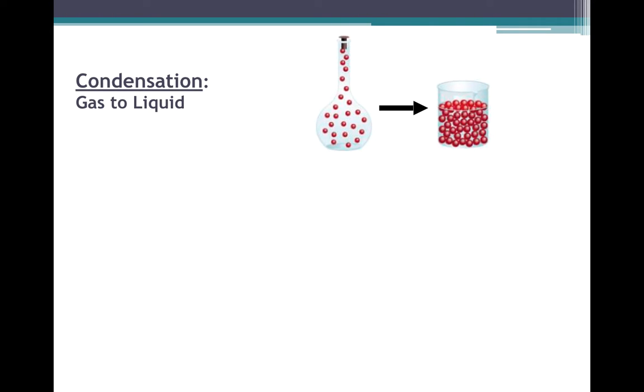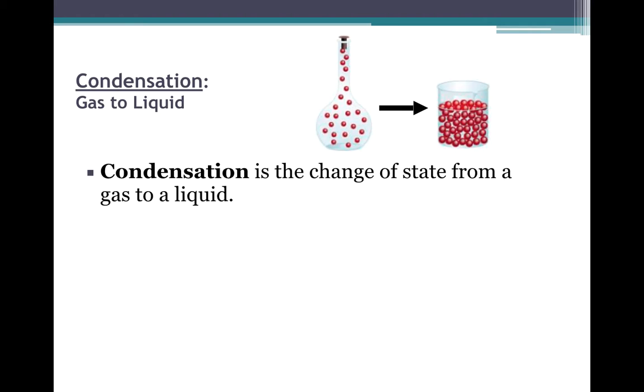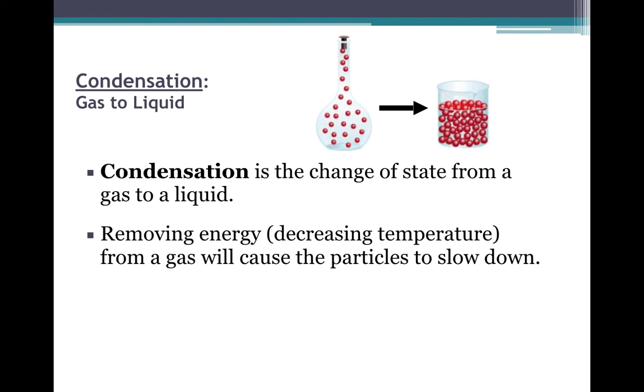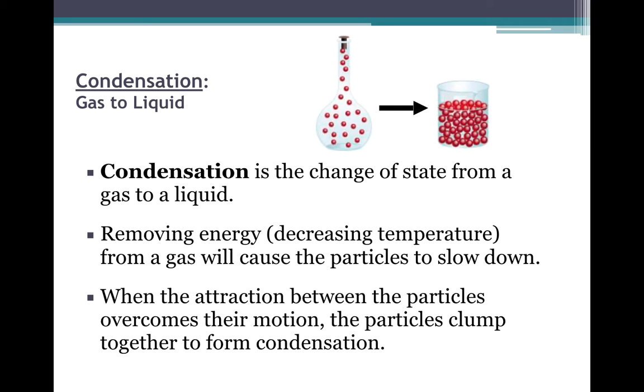The last common type of phase change is condensation. This is when a gas moves into the liquid state. This happens when energy is removed from a gas. The particles start to slow down, and the attraction between them starts to increase and overcomes their motion. The particles will then clump together, forming a liquid, or what we sometimes call condensation.